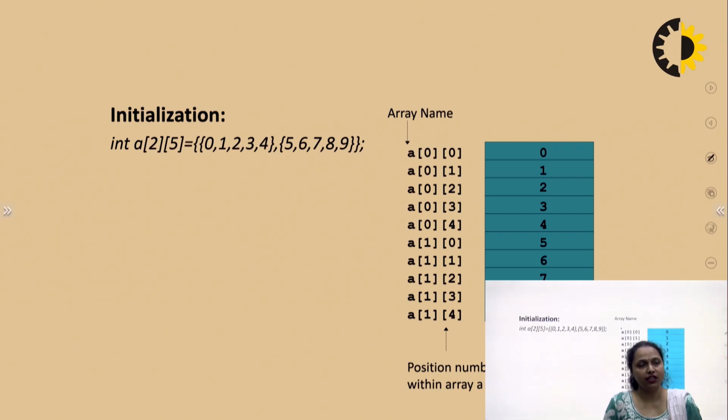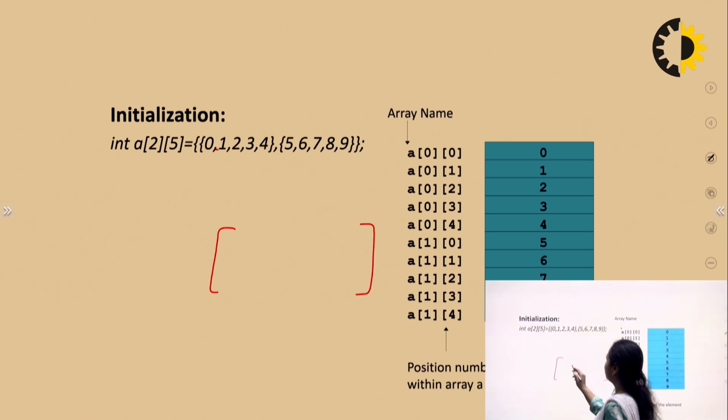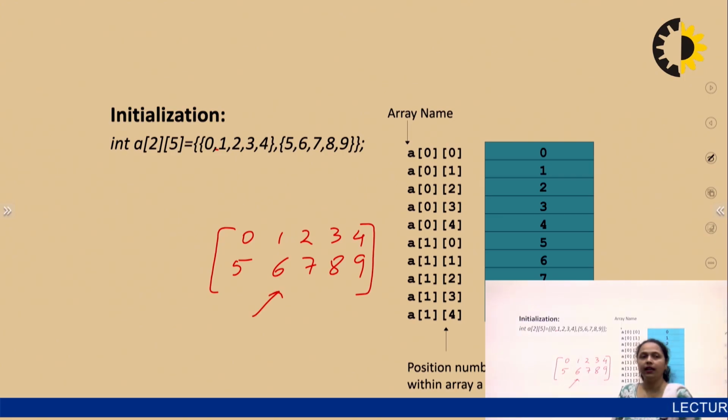Next comes the initialization. Initialization is the same as for a 1D array. If I have 2 rows and 5 columns, 2 separate braces are introduced to represent the rows. Here data is stored row wise, which is the default method. This is the first row data and this is the second row data. If I write it in a general user method, it will look like this: 0, 1, 2, 3, 4 and 5, 6, 7, 8 and 9. This is how we generally write it.